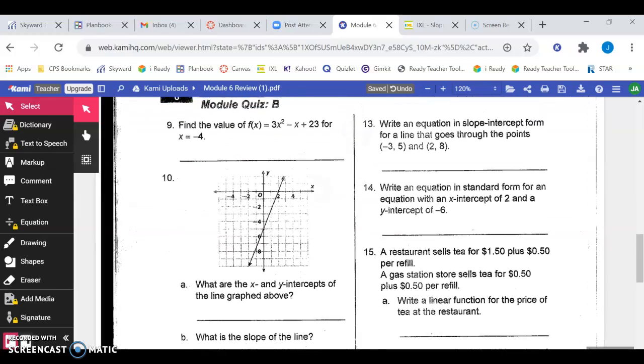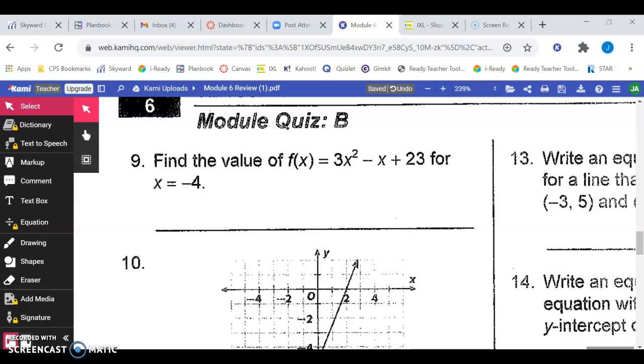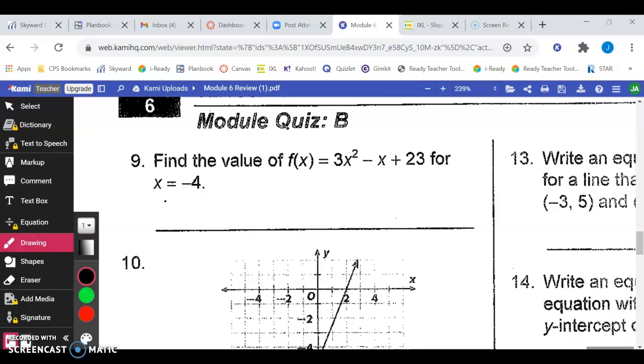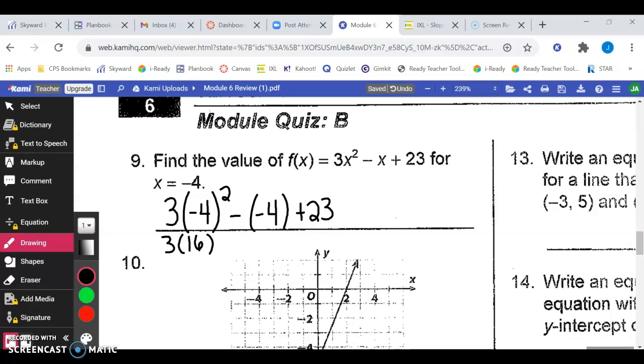On to the next page, it says find the value of f of x equals 3x squared minus x plus 23 for x is negative 4. So we are going to plug in negative 4. So we're going to have 3 times negative 4 squared minus negative 4 plus 23. So negative 4 squared is 16, so this is going to be 3 times 16 minus a negative will turn into a plus, and then we have plus 23. So 3 times 16 plus 4 plus 23 is going to equal 75.